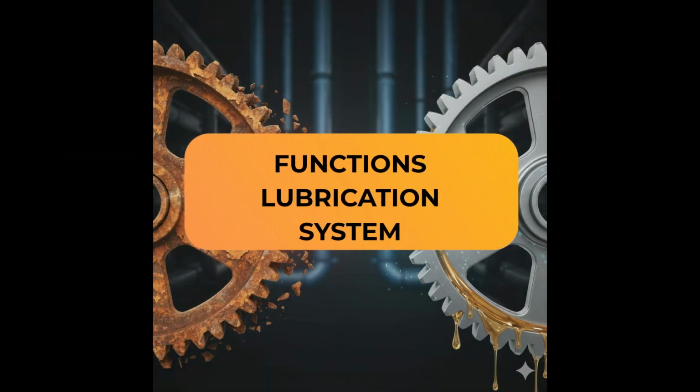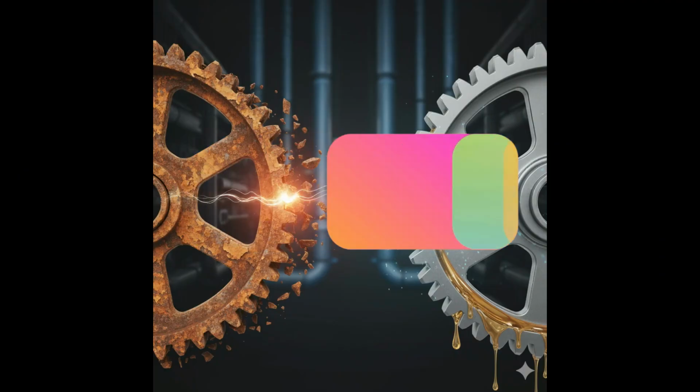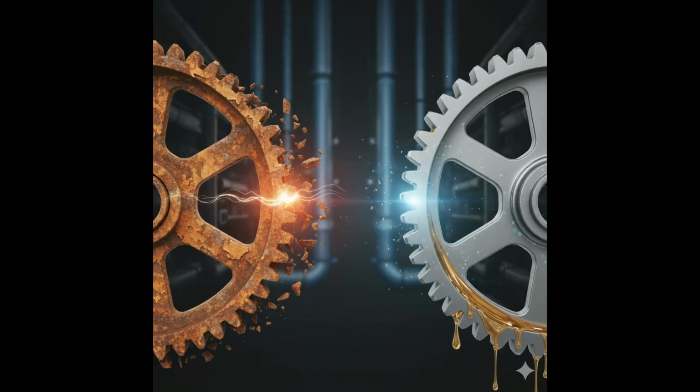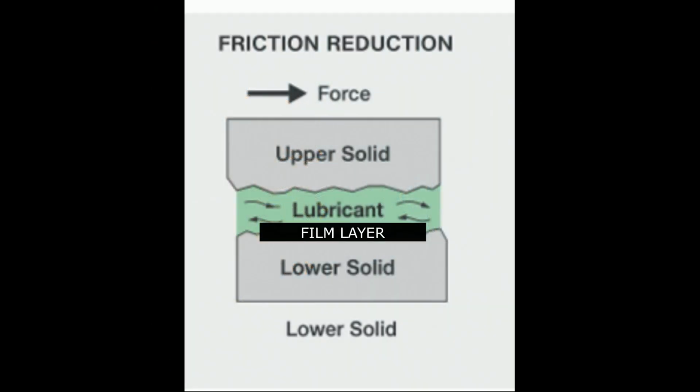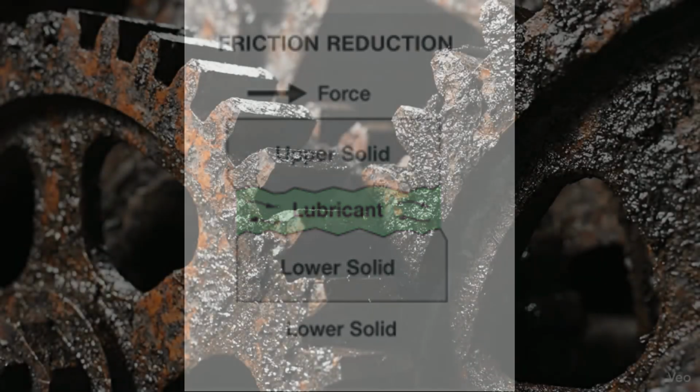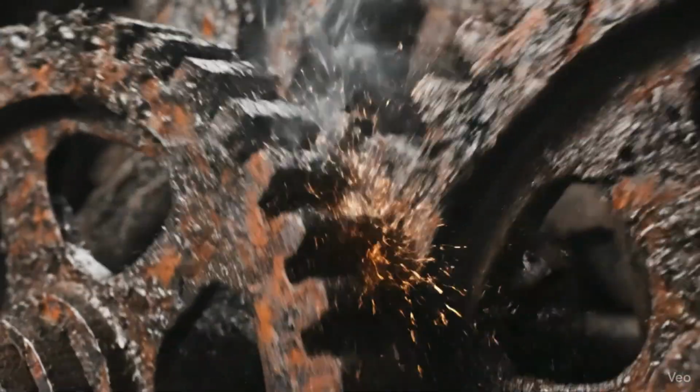Functions of the lubrication system. In general, the functions of the lubrication system are as follows. Reduction of friction. Friction is inevitable in regions where mechanical parts interface. Oil prevents direct metal-to-metal contact by forming a film layer between these surfaces. This results in decreased heat generation and reduced energy loss.